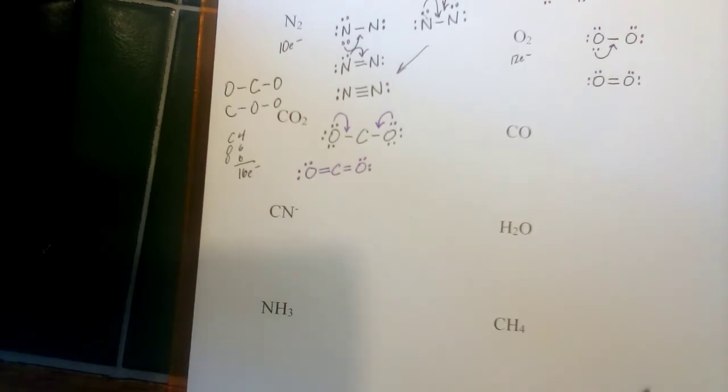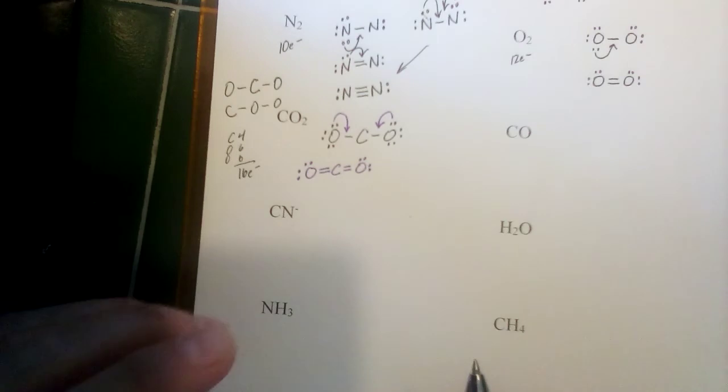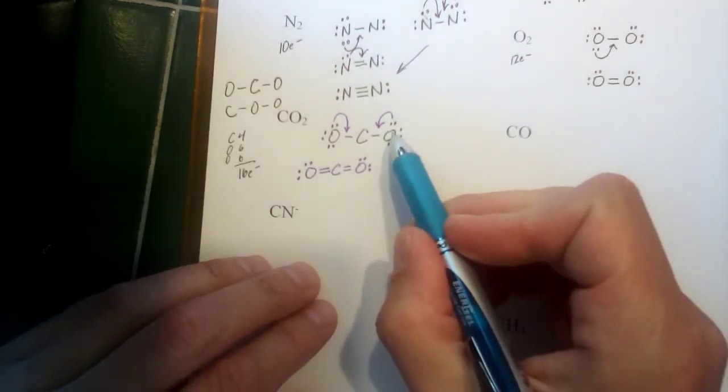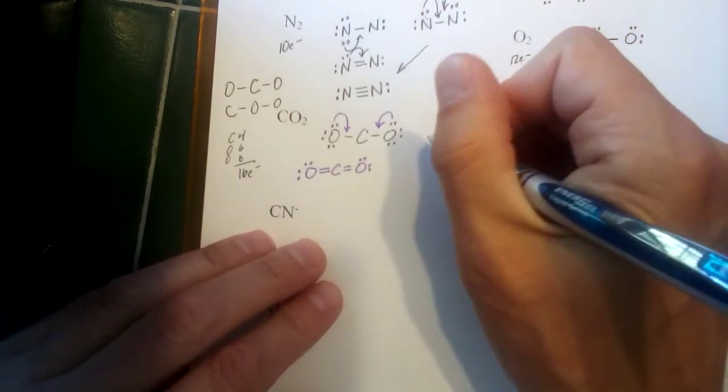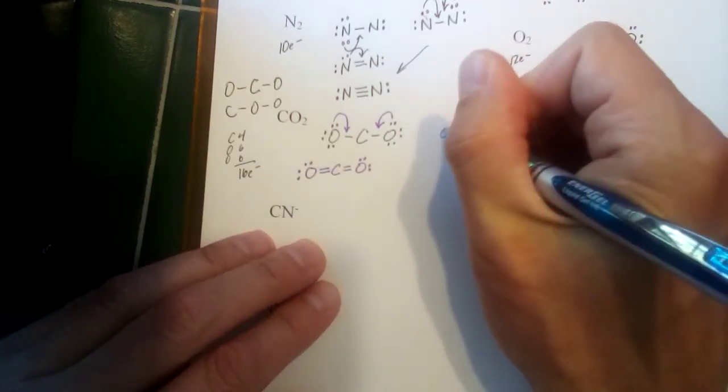But we have another possibility here. What if, instead of sharing 1 from each side, we shared 2 from one side? So let me redraw the skeleton we were using here.